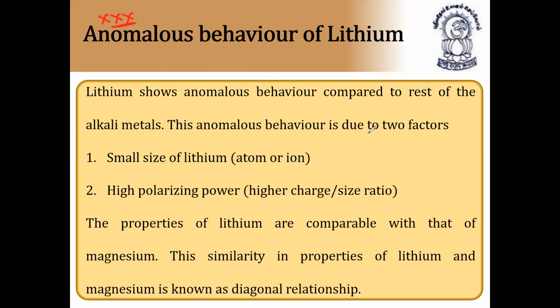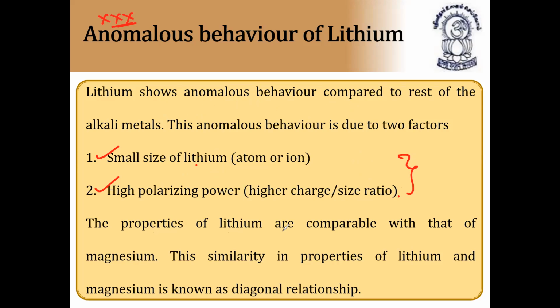This anomalous behavior is due to two factors. First factor is the small size of the lithium atom and ion, and second is high polarizing power. Because of these two factors, lithium is quite different from all other alkali metals, that is sodium, potassium, rubidium, and cesium. So why does lithium show anomalous behavior? Because of these two factors: small size of lithium and high polarizing power, that is higher charge by size ratio.